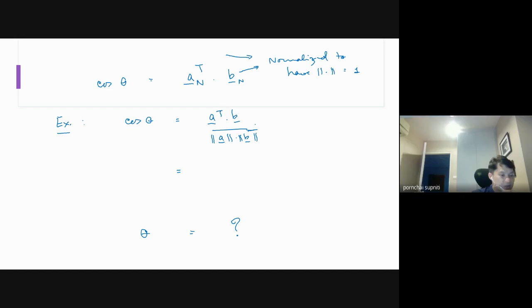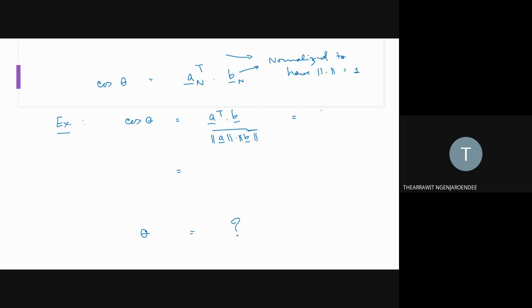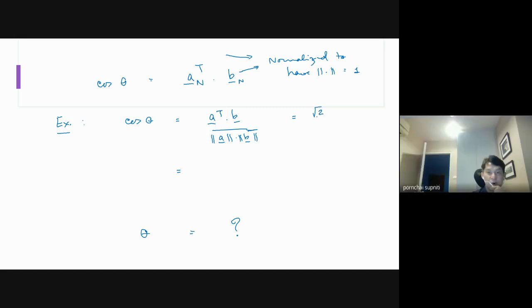So you get, say again? Can you say again? What do you get? Square root 2 by 2. Square root 2 over 2, right? Yeah. Okay. So which is also 1 over square root 2, no? Same thing. So yes. What is the theta in this case?